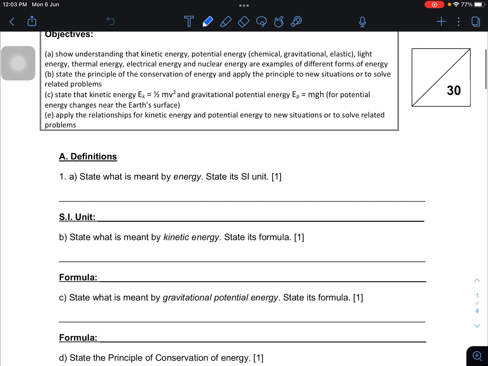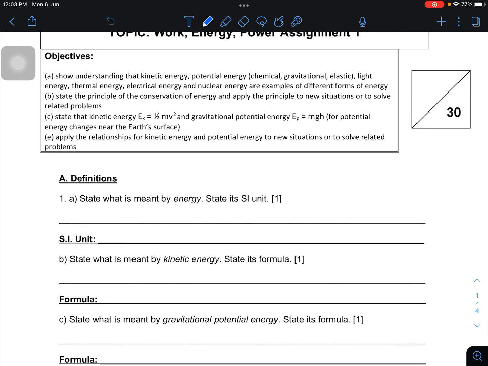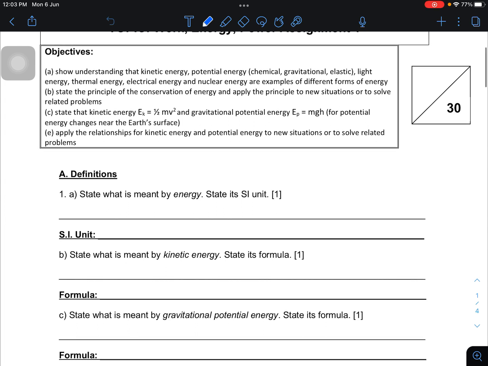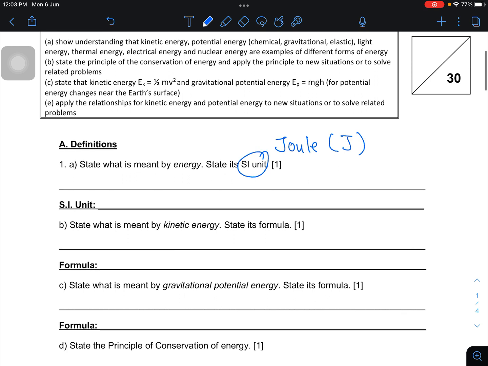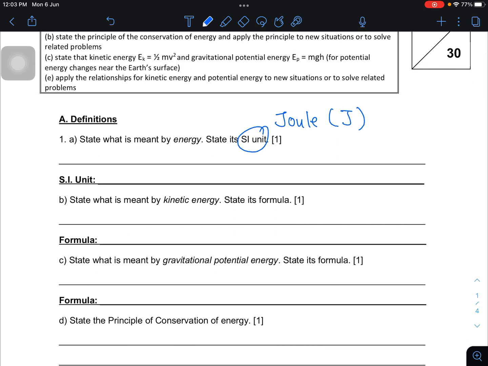Definition questions as usual. I'm not going to talk too much about them, except for some of the things that I think are worth emphasizing. Otherwise I'll just let you go and quote them from the notes. So what is meant by energy? I'm going to leave that to you. The SI unit is joule, and the symbol is capital J.